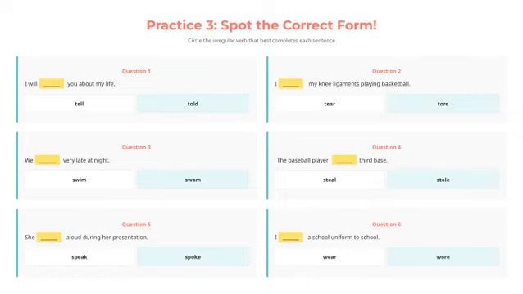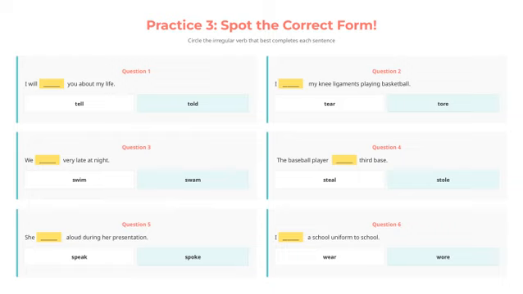All right, let's look at practice 3, spot the correct form. This activity is all about identifying the correct irregular verb form to complete each sentence. You'll see a sentence with a blank, and your task is to circle the verb that fits best. Remember, irregular verbs don't follow the regular -ed ending pattern, so they change in unique ways.